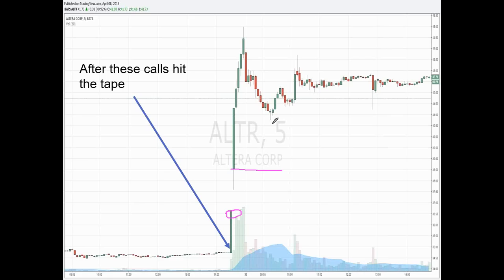Now, not every trade is going to be like this, okay? I don't want you guys to think that every single time that an unusual options activity trade hits the tape, the stock then explodes 10% to the upside, okay? I'll show you guys some examples here at the end of some more modest returns that are much more typical, that we see happen a lot more often, okay?